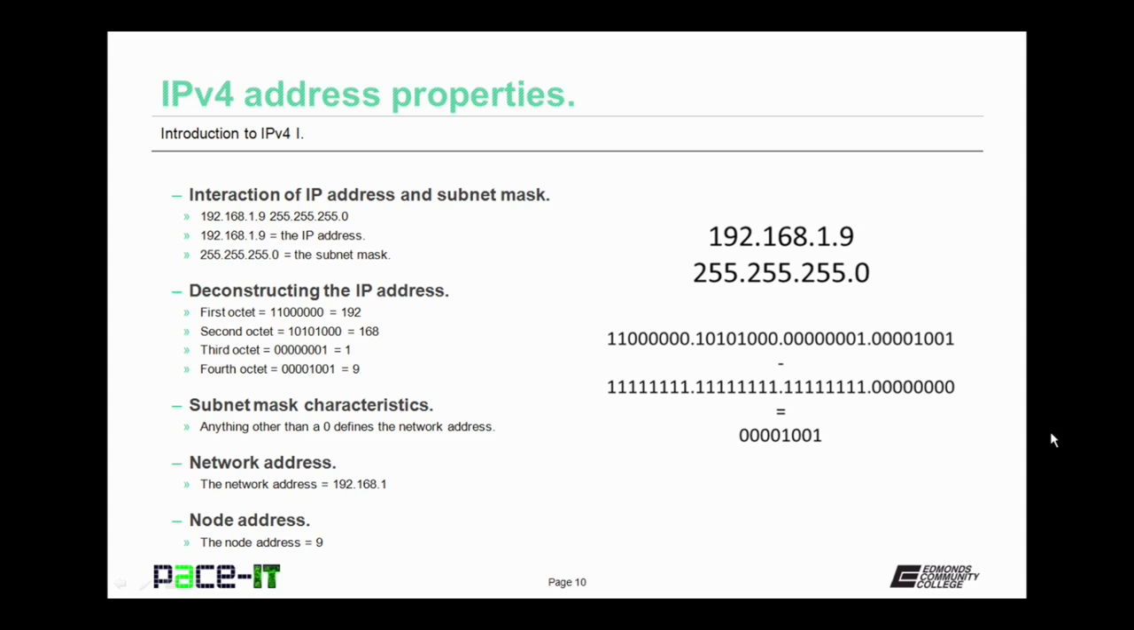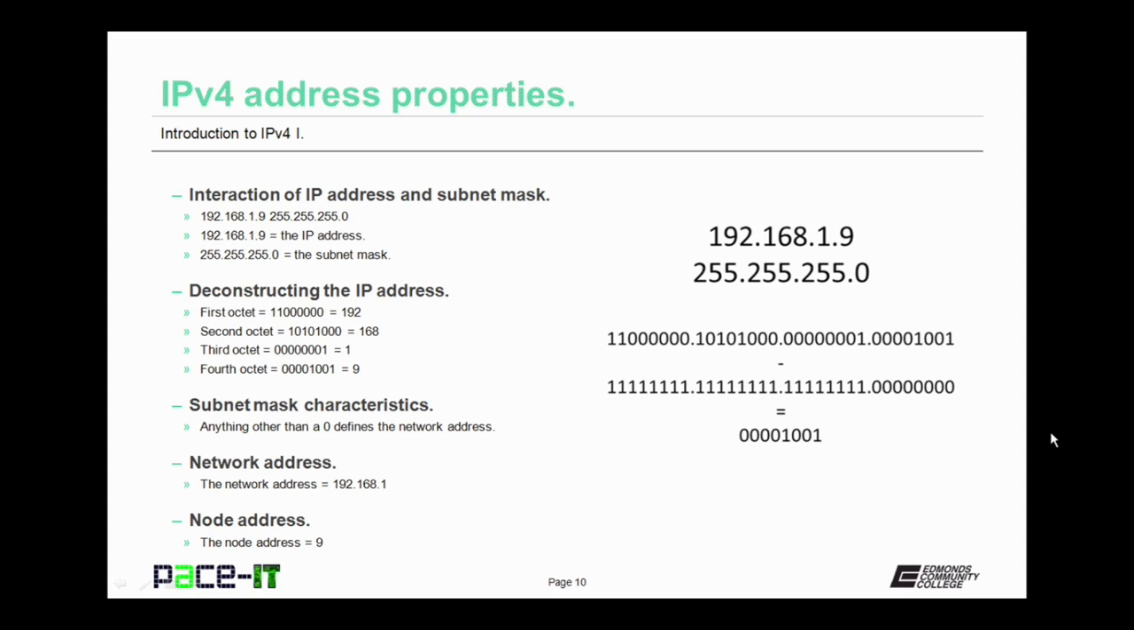That equals nine. Now, if we deconstruct the subnet mask, what we have is three octets that are full of ones and one octet that's full of zeros. That represents 255.255.255.0. Now, if we put the subnet mask under the representation of the IP address, anything that's not covered by a one in the subnet mask is a part of the host address. Everything that is covered by a one is the network address.